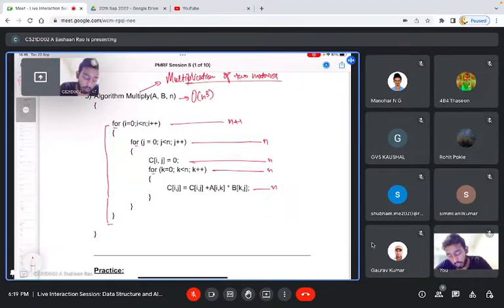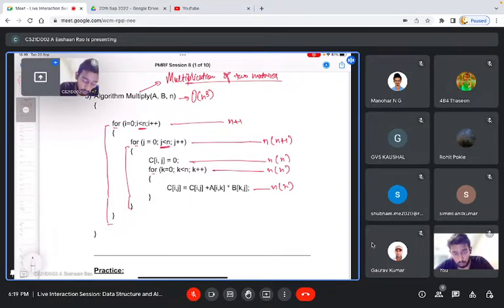Once this is done, we go for the jth loop, and for the jth loop again we check how much time it will take. The for loop takes one extra step to check the condition, where it checks whether j is less than n or not. Since it goes n plus 1 times, whatever is inside this jth loop will run for n times. So we can write it as n times n times n times.